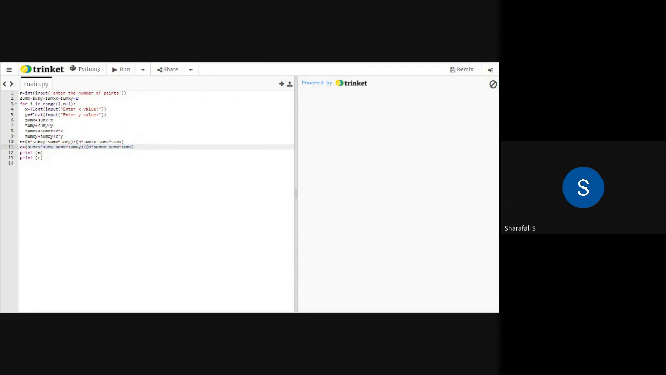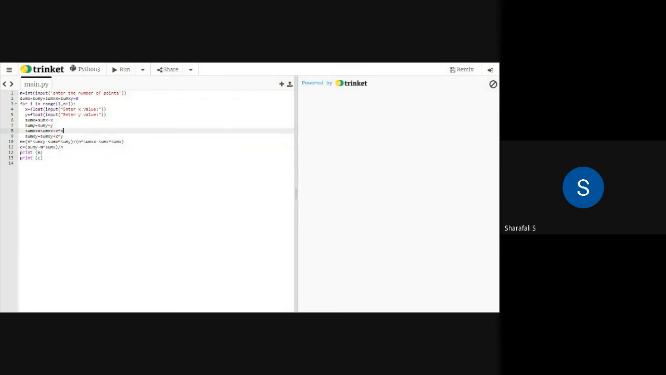So I think this c, I should change it to sum y minus m times sum of x, divided by n. This is the equation for c. You can also print both in the same line, m comma c, that you can give, no problem.